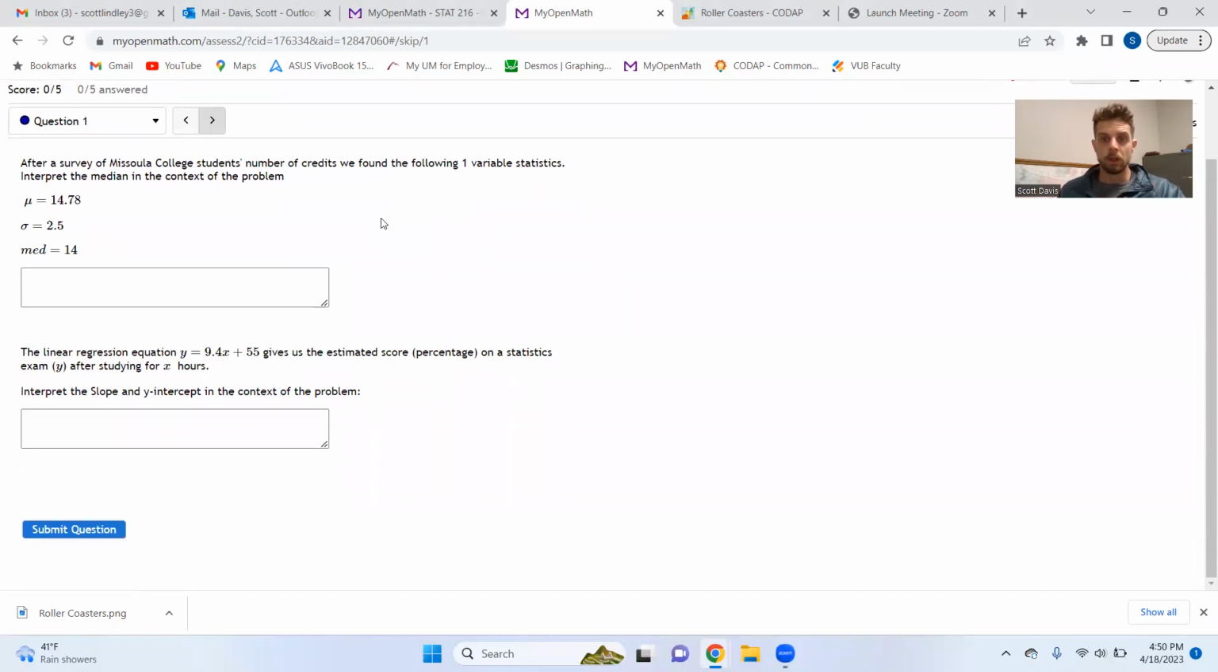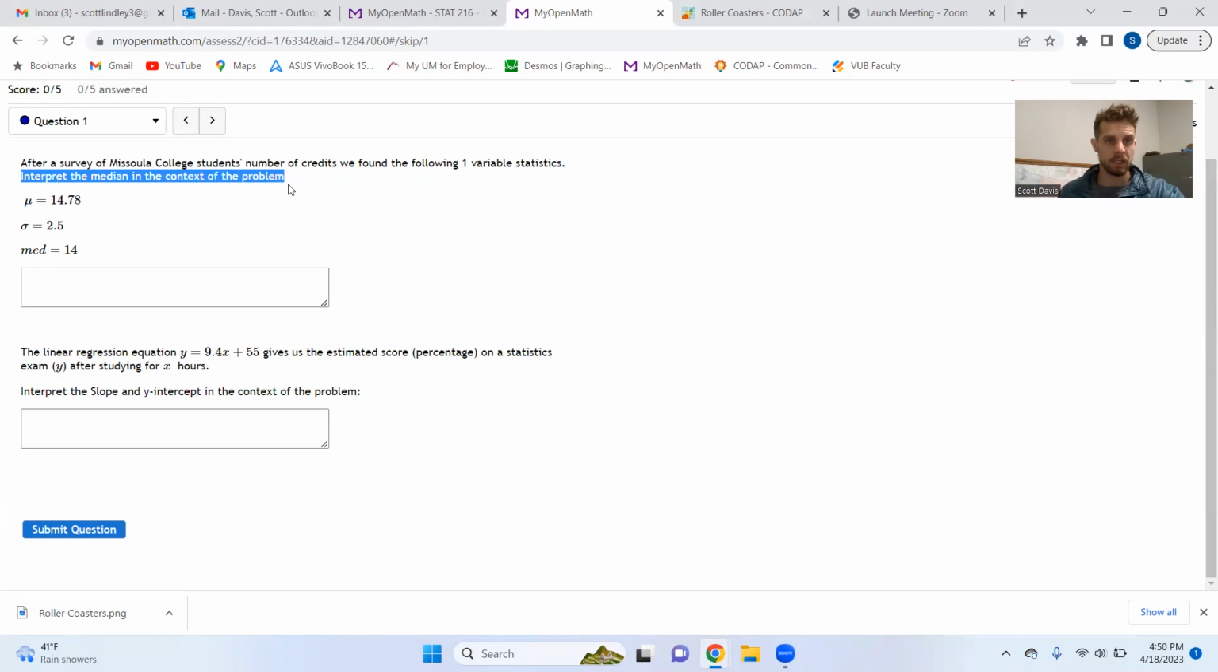So this first one is something that you're most likely going to see early on with descriptive statistics, where you're asked to interpret something in the context of the problem. So here we took a survey of Missoula College students, the number of credits, and we found the following one variable statistics. So a mean of 14.78 credits, a standard deviation of 2.5 credits, and a median of 14 credits.